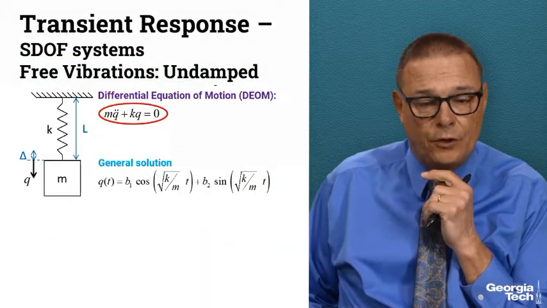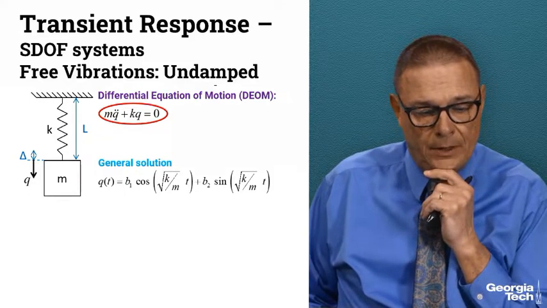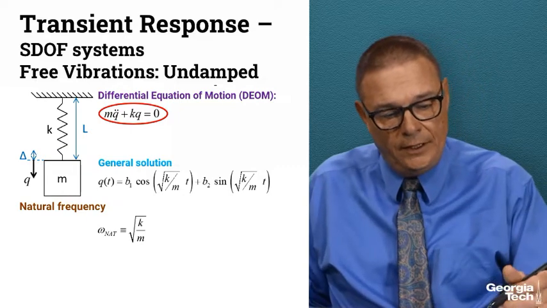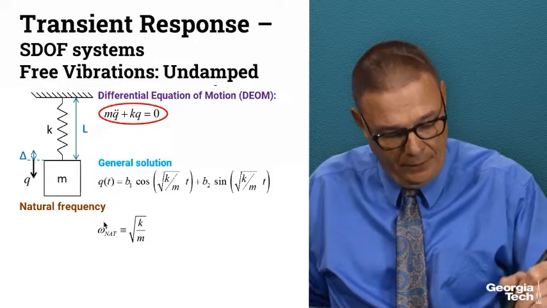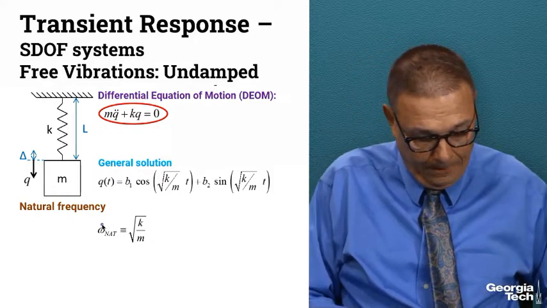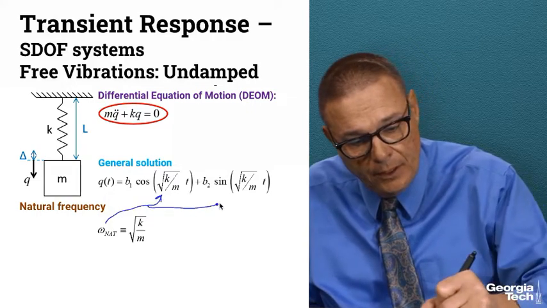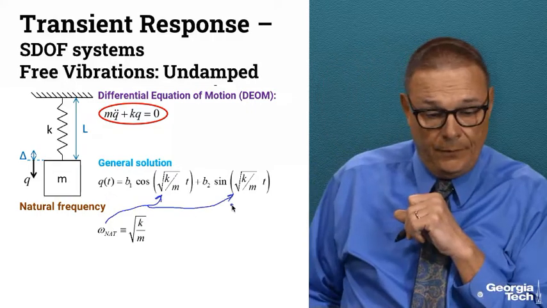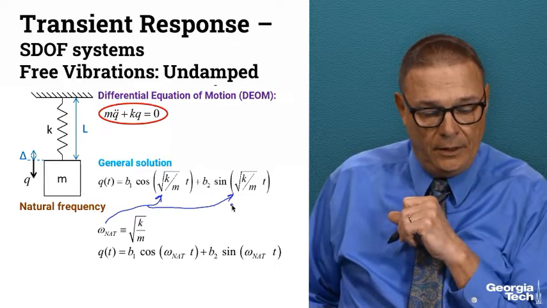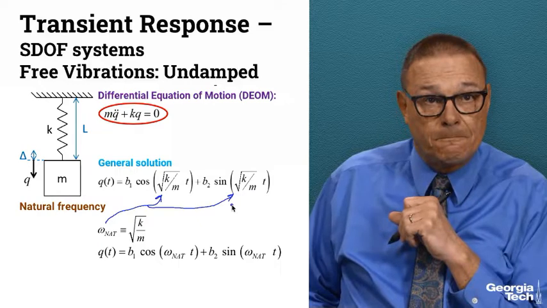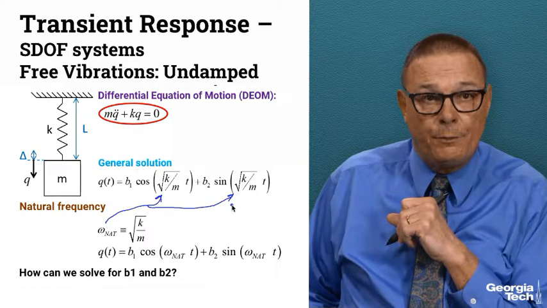We have our differential equation of motion, and we came up with the general solution. Last class, we defined the natural frequency, and so the natural frequency goes in here and here to replace the symbols, square root of k over m, and so I end up with this response. And the question becomes, how do you solve for B1 and B2?